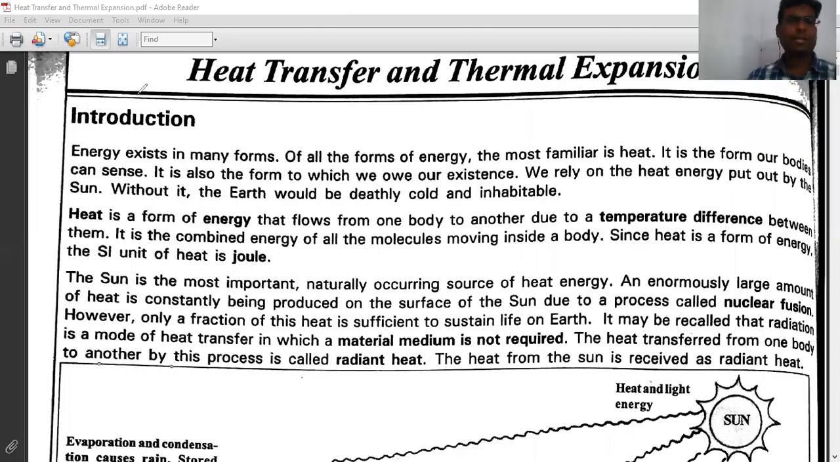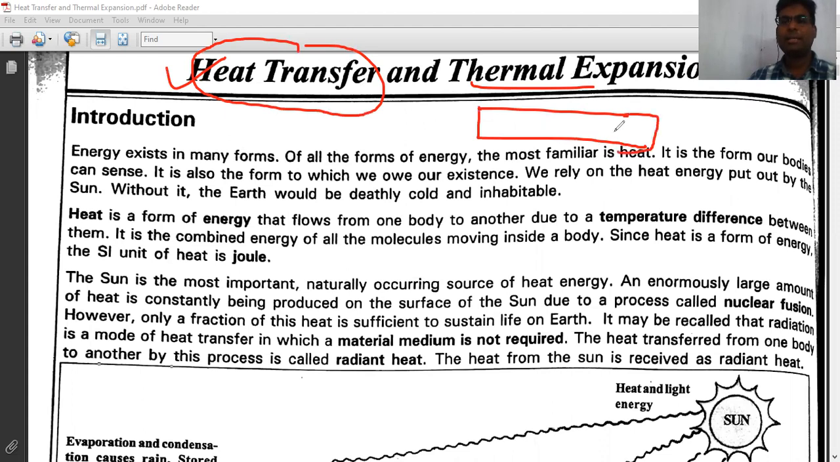So today we will study heat transfer and thermal expansion, right? First we will study heat. When we apply heat on any solid body, its length will increase, or its dimensions will change.